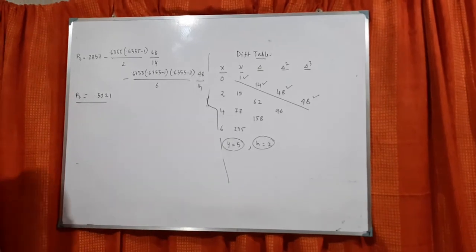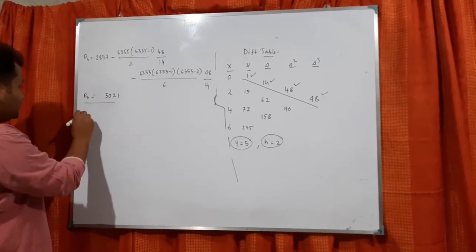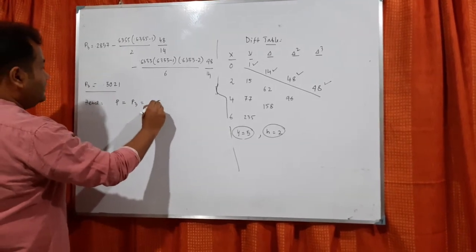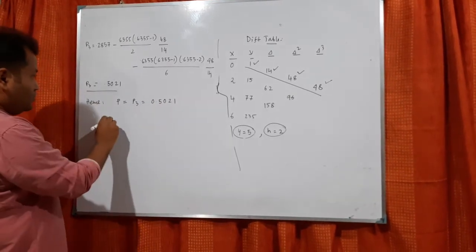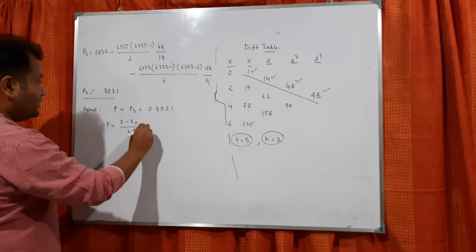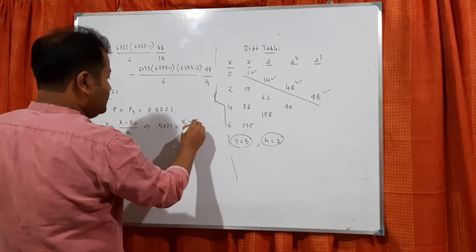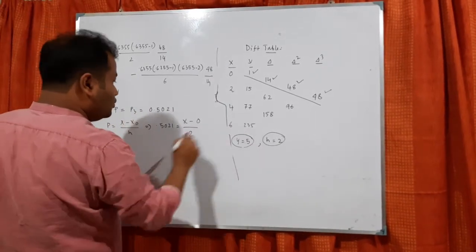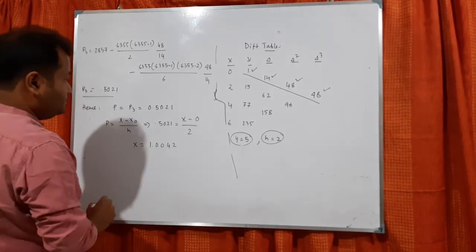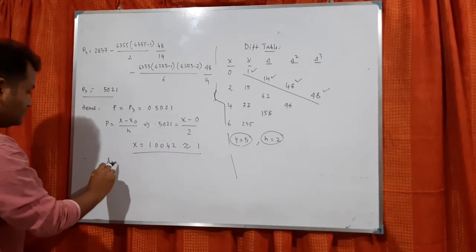So now as it ends at delta 3, P3 will be the last one. So hence P will be P3, that is 0.5021. And what we know? We know P equals (x minus x naught) by h. So that will give you 0.5021 equals x minus x naught, meaning 0, the first value, divided by h, meaning 2. So you get x equals 1.0042, which is equivalent to roughly 1. So the answer is x equals 1.